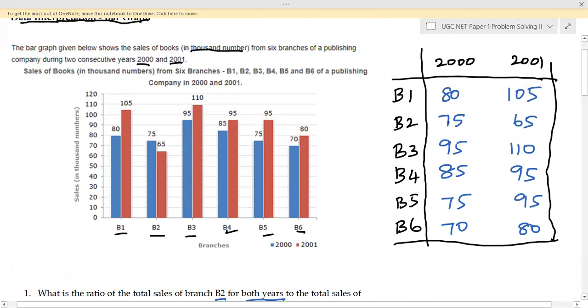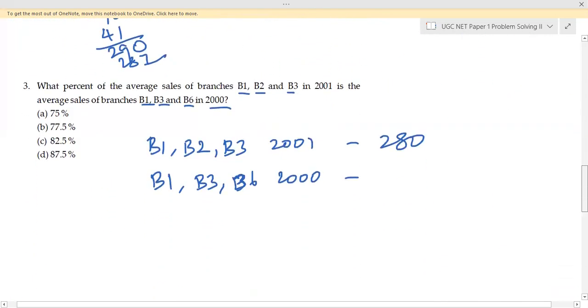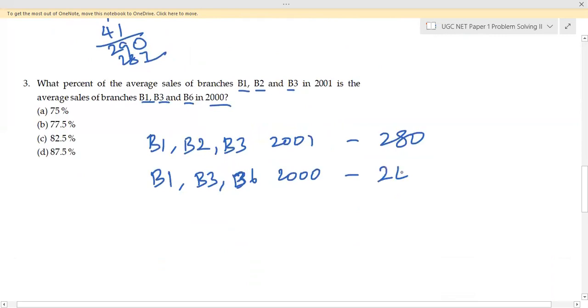So 80 plus 95 plus 70. First of all, 80 plus 70 would be 150. 150 plus 95 would be 245. So that means this would be 245. And actually these are the totals we are getting. And what about the averages? The averages would be 280 and 245. These are the totals. So what if we need to find the average?